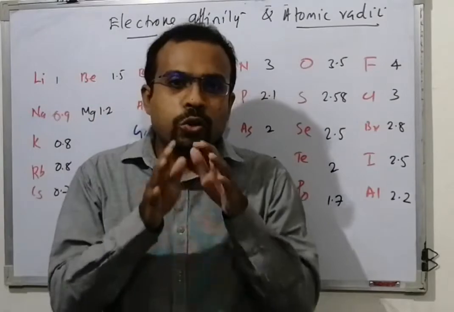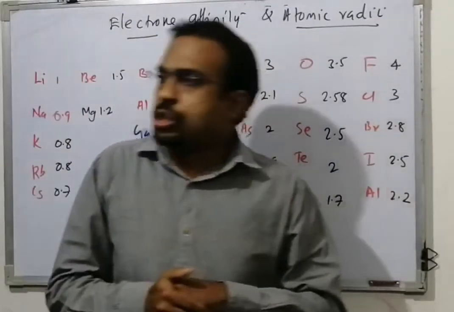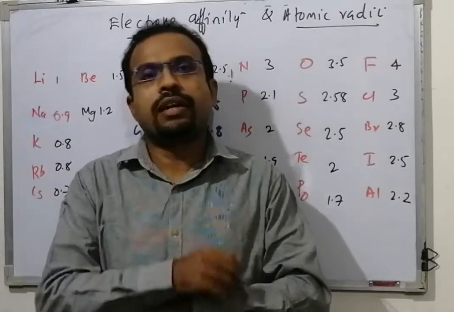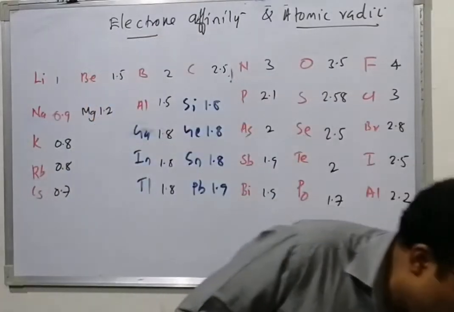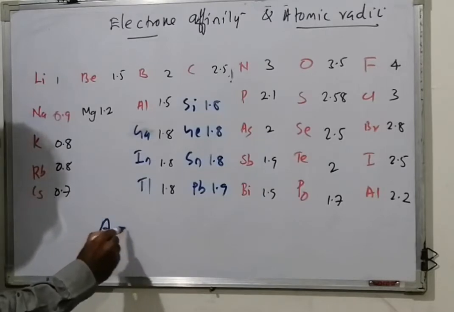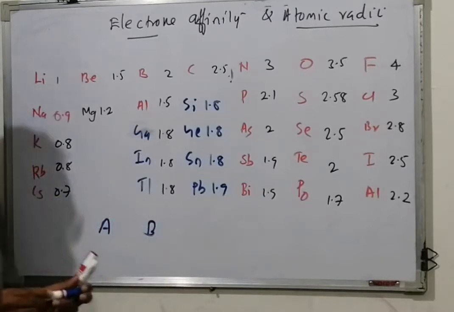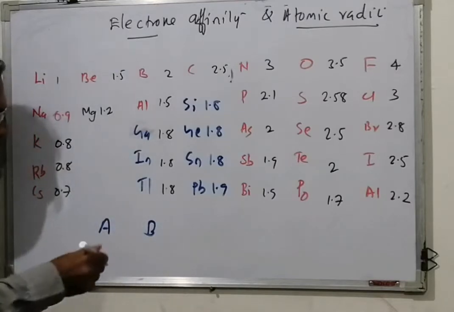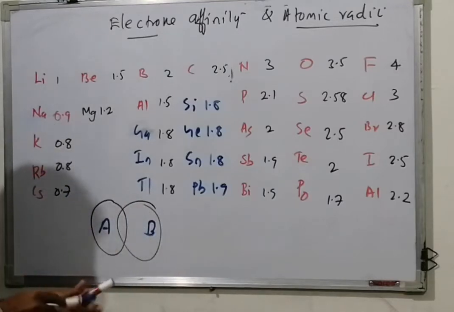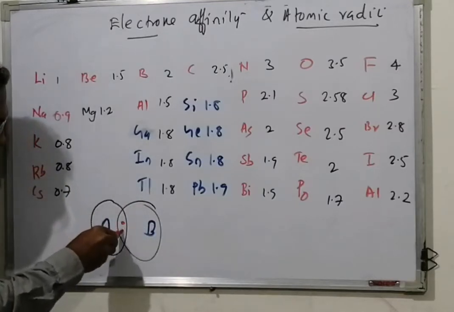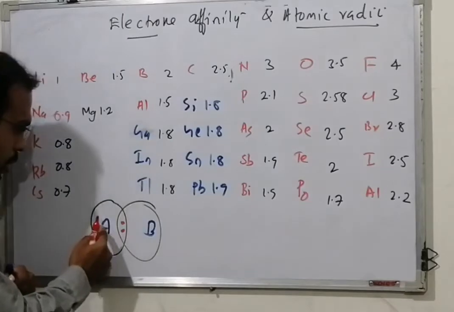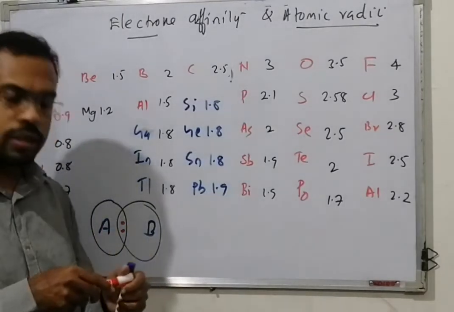Students, we can go to the next session, that is atomic radii and electronegativity. I will discuss electronegativity first. Electronegativity means, suppose you have two atoms A and B, they are covalently bonded. Therefore, the shared pair of electrons will be in the middle, between the two nuclei of A and B.